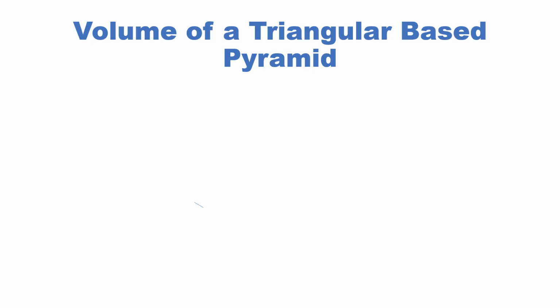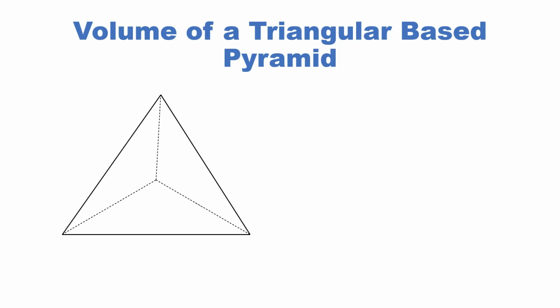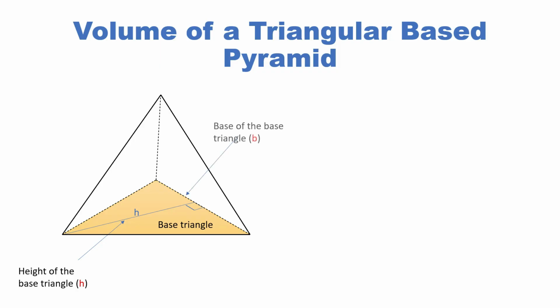But before that, let us draw the triangular-based pyramid and explain the important dimensions which are used to calculate the volume. So, this is our triangular-based pyramid, and this triangle at the bottom is called the base triangle. If we draw a line from one of the vertices of the base triangle, which is perpendicular to one of the sides, this line is called the height of the base triangle, with a small letter h. Then this side, which is perpendicular to the height, is called the base of the base triangle, with a small letter b. So, these two values can be used to calculate the area of the base triangle.